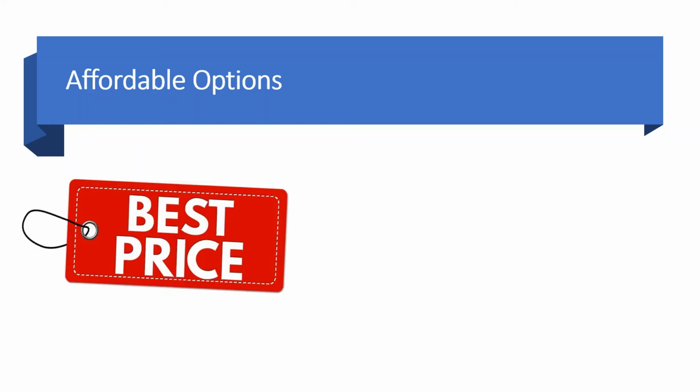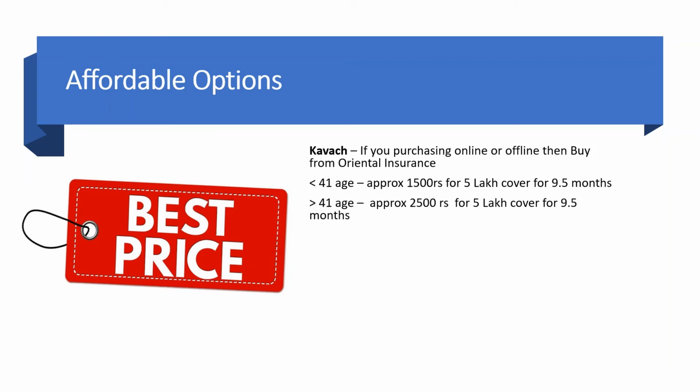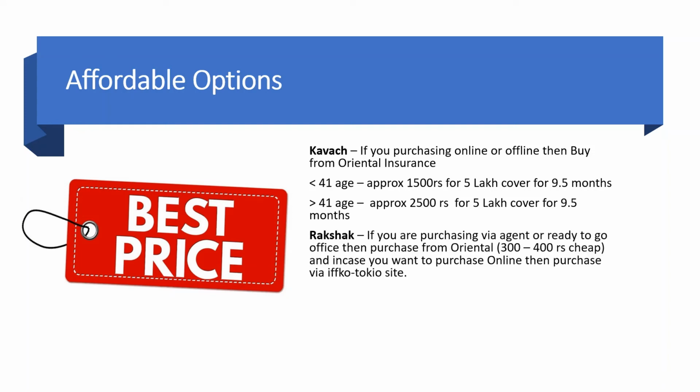Now I'll say what the best options available currently in the market are. You can purchase a policy in two ways, either online or offline. Online means you will buy it from your mobile or laptop. Offline means you will visit some insurance office, or you will ask an agent to come, or go to an agent and buy the policy. So in case of Kavach, I will recommend Oriental Insurance. It is available online, and also offline, and for less than 41 age, for 5 lakh rupees for 9.5 months, it is costing around 1500 to 1600 rupees.